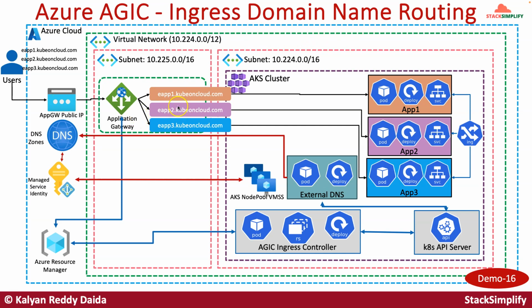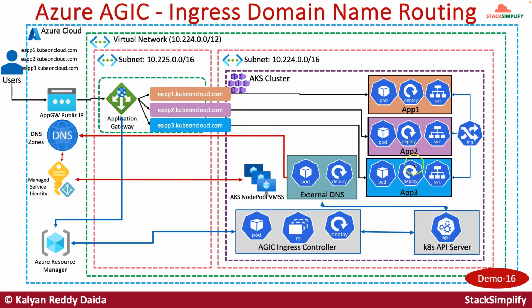From there, we'll move on and implement domain name based routing. So here we have three applications, app1, app2 and app3. And when we access eapp1.kubeoncloud.com, the request should go to app1. And eapp2.kubeoncloud.com, the request should go to app2. And eapp3.kubeoncloud.com, it should go to app3.